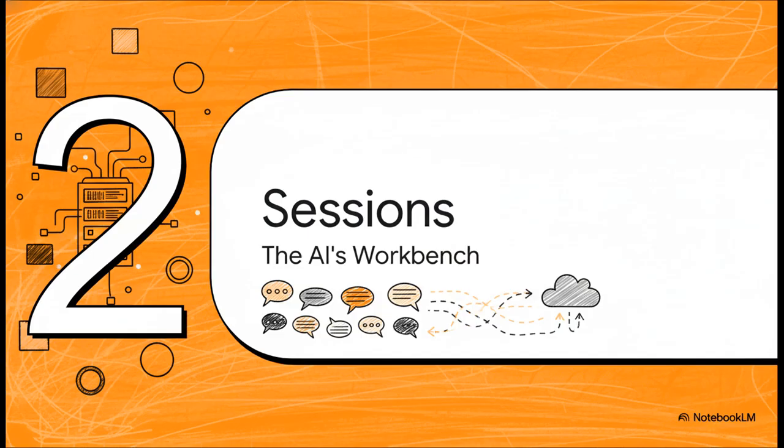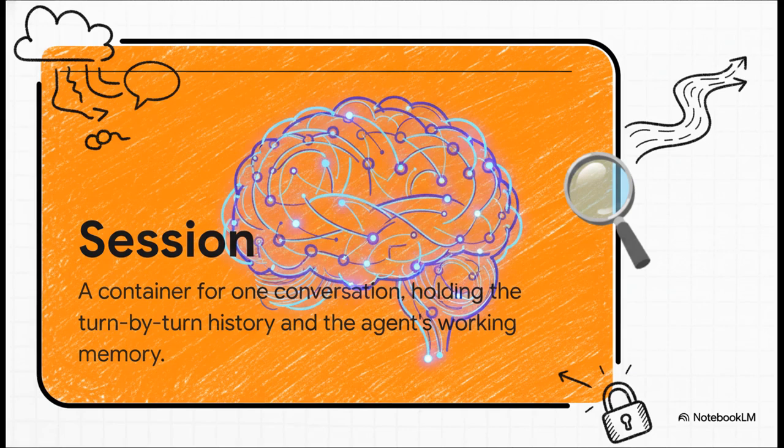The first key ingredient, the one that handles the immediate, active conversation, is something called a session. And the best way to think about it is as the AI's workbench. A session is basically a container for one specific chat. That's it. It holds the turn-by-turn history of your talk and any little temporary notes the AI needs, like keeping track of items in your shopping cart. But the key thing here, it's all temporary. It's only for this one interaction.